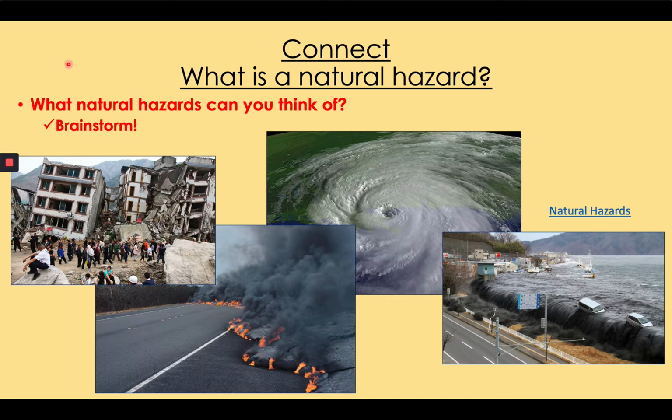Well, you should have come up with probably at least 5 of them. You may have said earthquakes, volcanoes, tropical storms, also known as hurricanes, typhoons and cyclones. You may have said tsunamis or landslides. You may even have said more rare ones such as tornadoes or asteroids. These are all natural hazards.